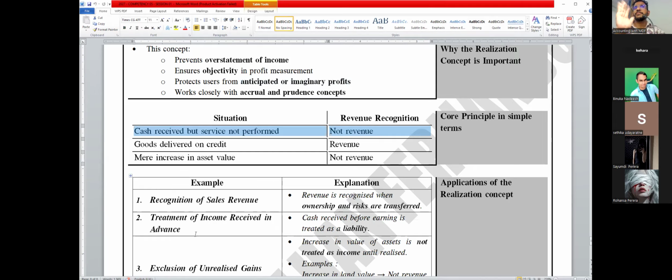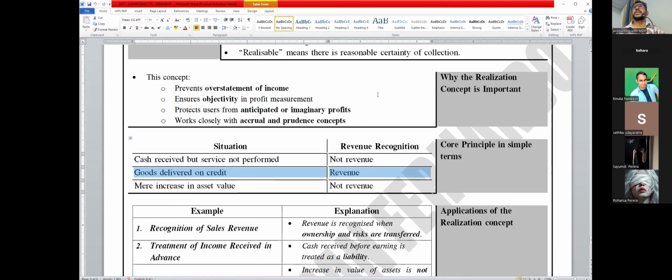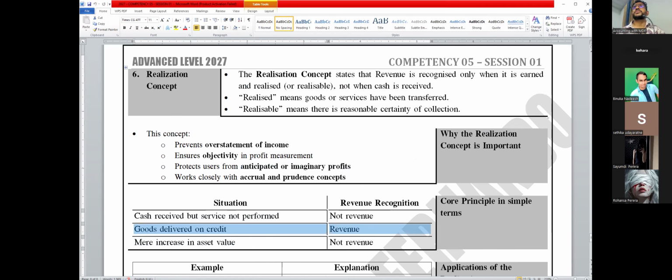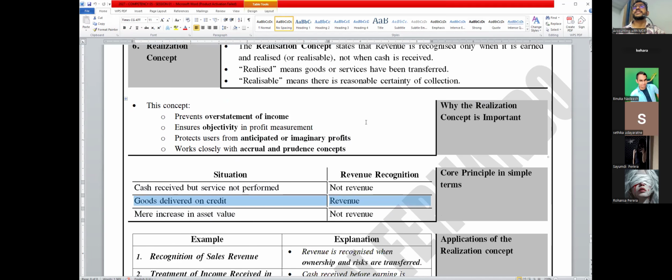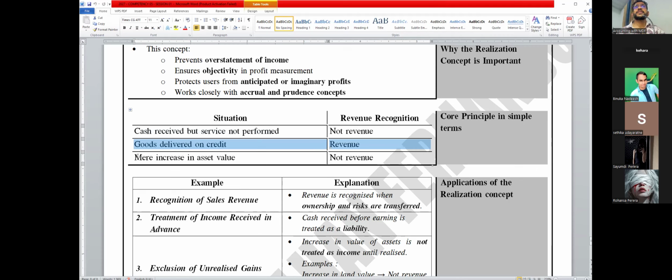Receiving money does not make it income. If your service is not performed, it is not revenue. Understood? Goods delivered on credit, definitely revenue. Why? You have transferred the ownership. If the goods have been transferred, then it is a revenue. A mere increase in assets value is not a revenue. I am clear with you. I think you have understood it really well now.